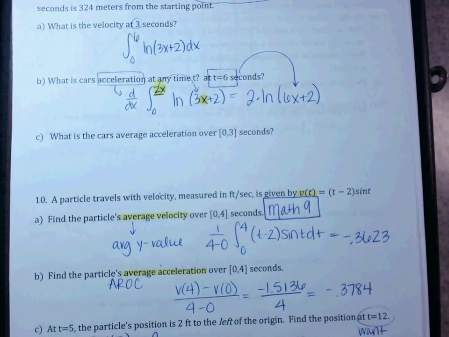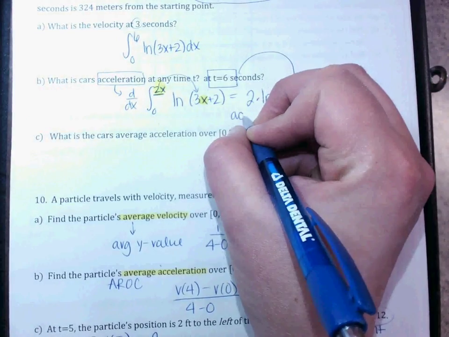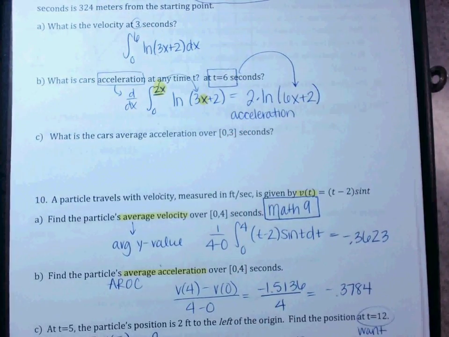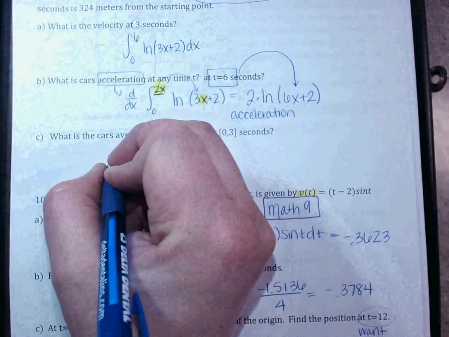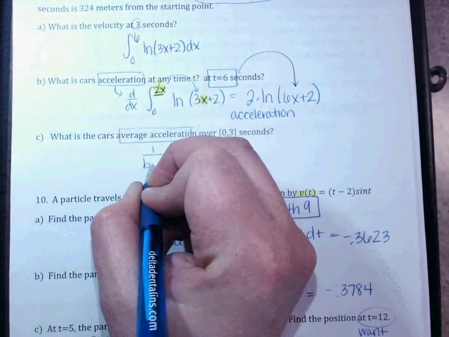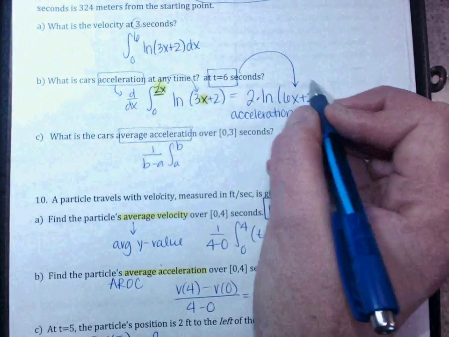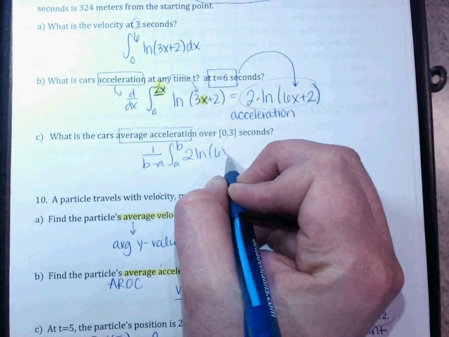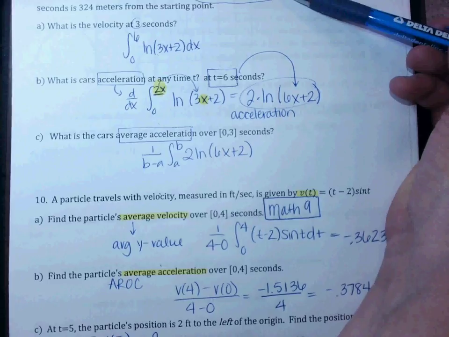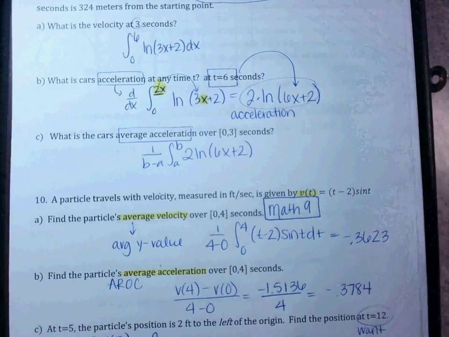Okay, then the last part, you want average acceleration. Average acceleration is a formula. What is the formula? Okay, it could be AROC or it could be 1 over b minus a integral a to b. So average acceleration, you're going to do 1 over b minus a integral a to b of 2 ln 6x plus 2. Now, the way this is written, you could do AROC, but you'd have to be using the original. Since there's an integral in it, that would kind of take forever. Okay?